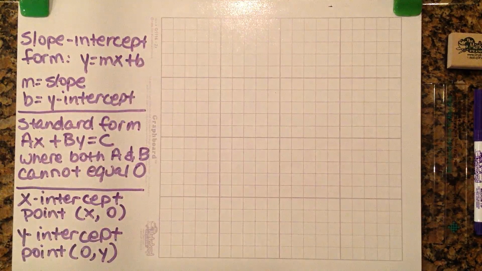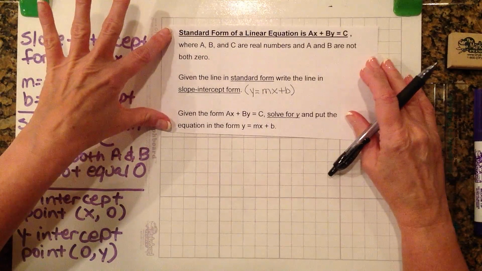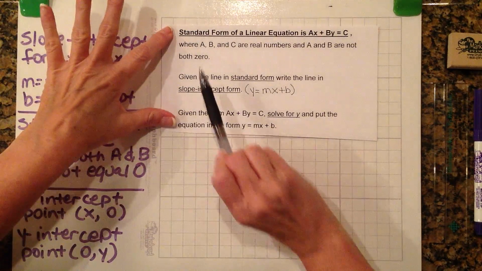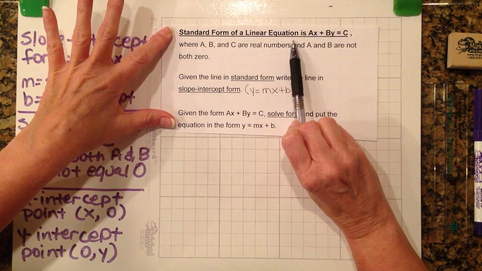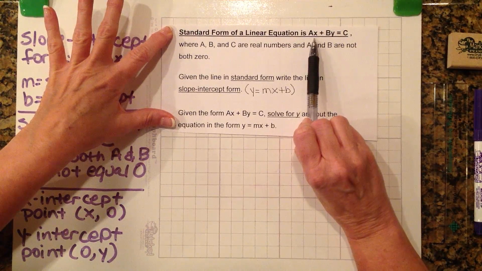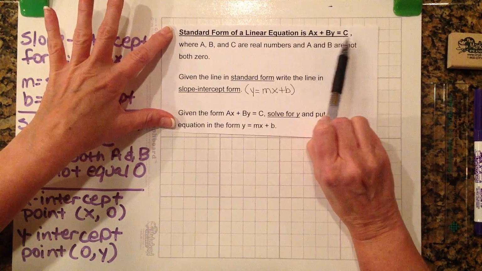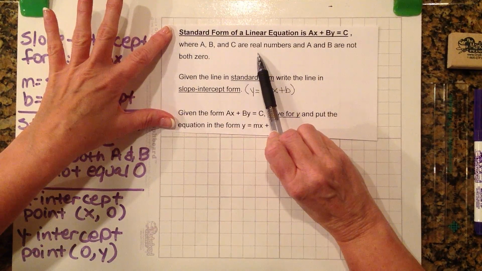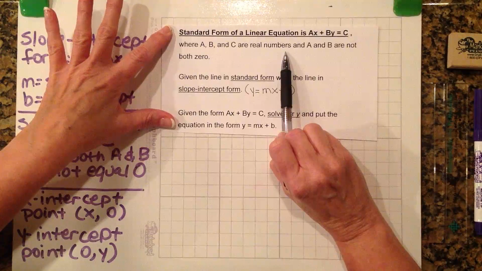And you need to understand the concept of standard form. You use that in a lot of your math classes, not just geometry. You use it in algebra and you use it in pre-calculus also. So the standard form of a linear equation is ax plus by equals c, where a, b, and c are real numbers. They're going to be a numerical value.